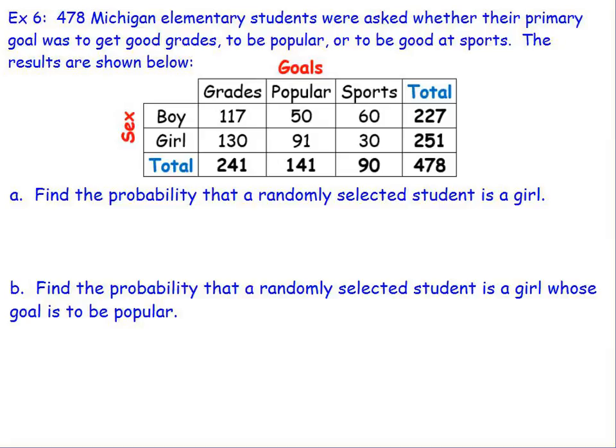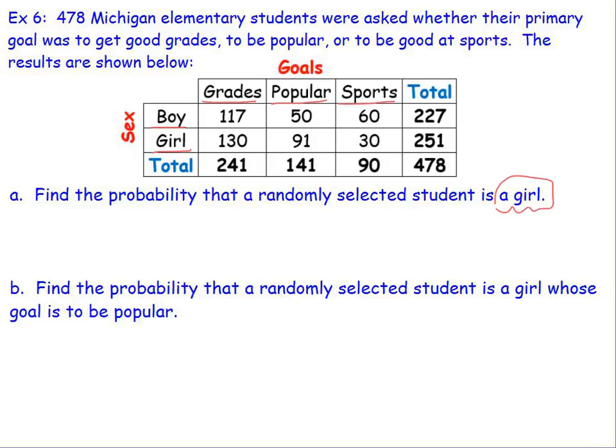478 Michigan elementary students were asked whether their primary goal was to get good grades, to be popular, or to be good at sports. The results are broken down in this table. So obviously you can see grades, popular, or sports. They also separated it based on boys and girls. So we have several questions we're going to be answering. The first one is just a very straightforward question. Find the probability that a randomly selected student is a girl.